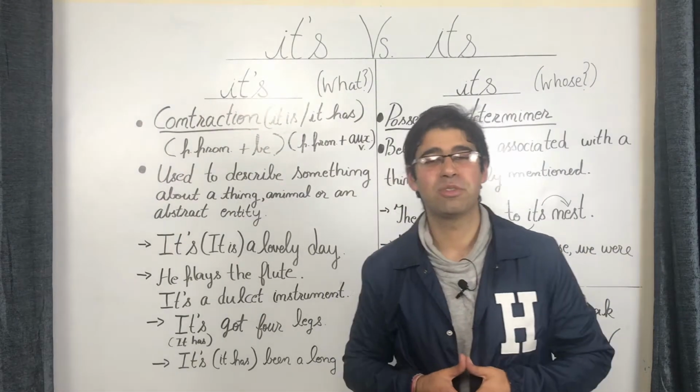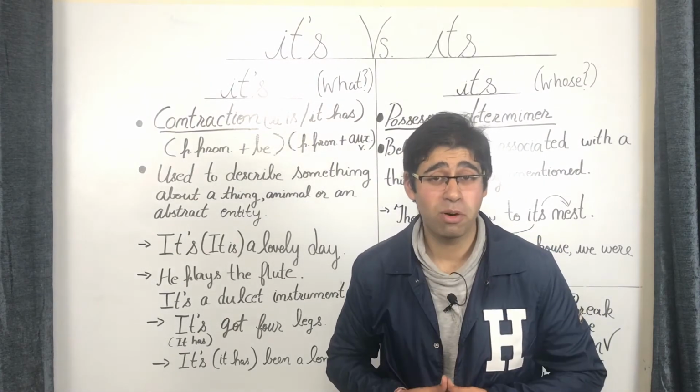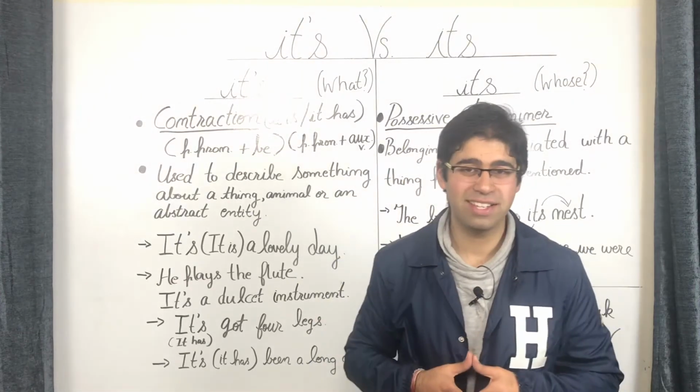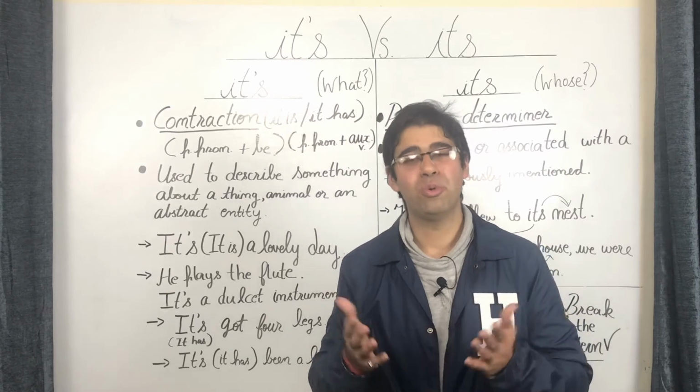Alright, so now on to the usage of its without the apostrophe. Now, as opposed to its counterpart with the apostrophe, which is used to express what things are, we use its without the apostrophe to express whose things are.